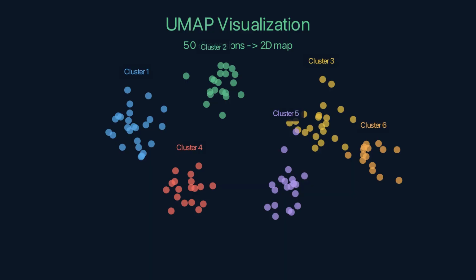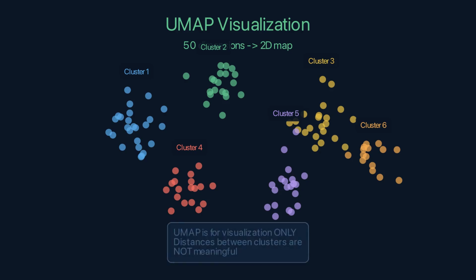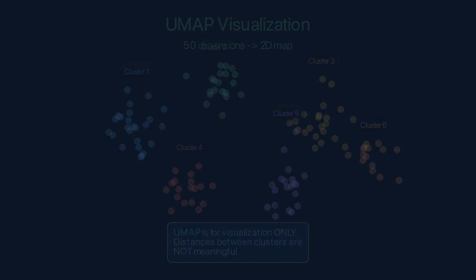But here's the critical warning. UMAP is for visualization only. The distances between clusters on the UMAP are not meaningful. Two clusters far apart on the plot might be similar in reality. Never draw biological conclusions from UMAP distances. Use it to look at your data, not to analyze it.